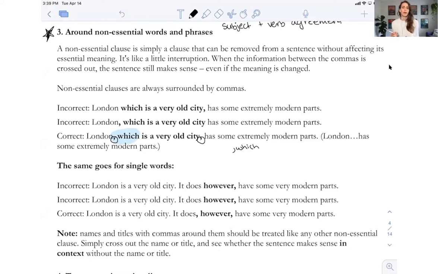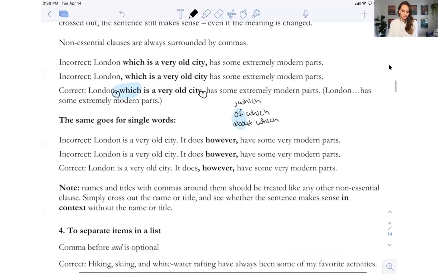The only time we're not going to need a comma with the word which is if we have of which or about which. And those are both prepositions. So if we have prepositions right before the word which, we don't use a comma. But if we don't have a preposition right before the word which, we do need that comma.